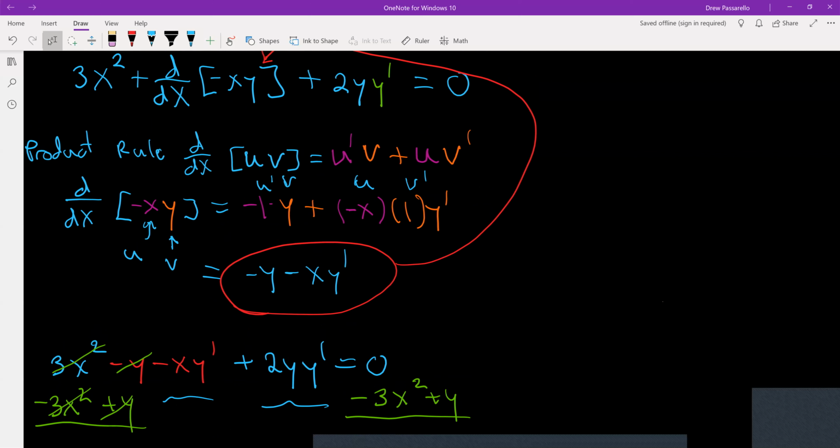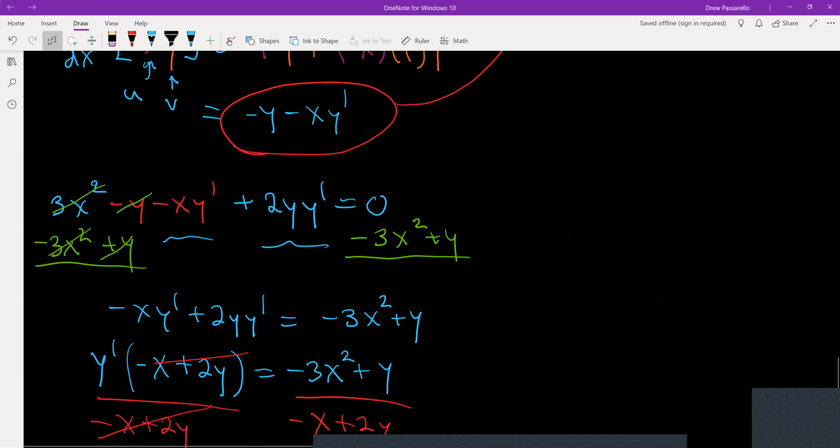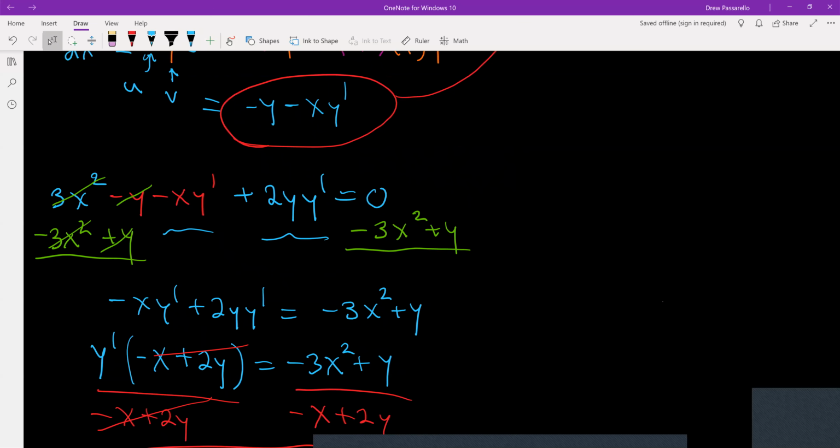And that was 3x squared minus y. So I subtracted 3x squared and then plus y. That got rid of those. Then I had negative xy prime plus 2yy prime, equal to negative 3x squared plus y.